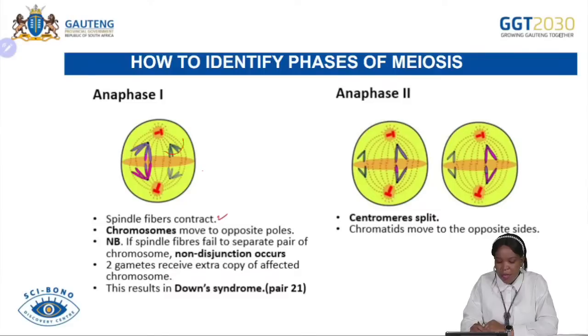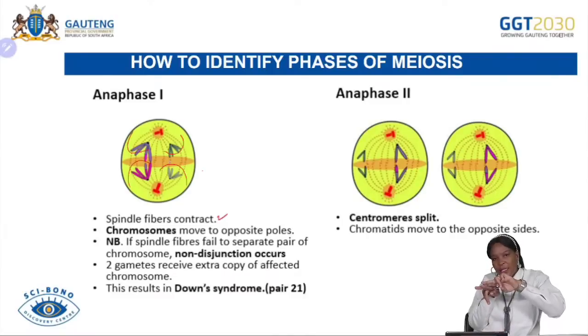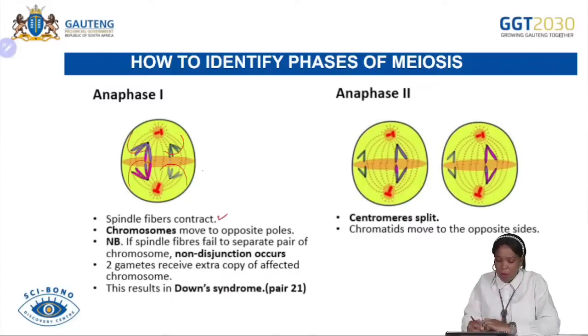So when they contract, the chromosomes are going to move now to the opposite poles. So you see this happening here. This one is moving there, that one is moving there, this one is moving there, this one is moving there. Remember, they were in homologous pairs. Now they are going as a full chromosome to the opposite poles because of the contraction of the spindle fiber. Then two gametes, they are going, okay, right.